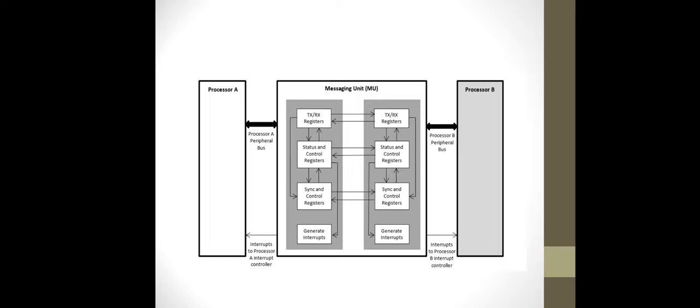There are three types of registers in the messaging unit connected to each other in both directions: TX and RX registers, status and control registers, sync and control registers. The status and control registers are connected to the general interrupts. Here the interrupts go to the processor B interrupt controller. Here the interrupts go to the processor A interrupt controller.